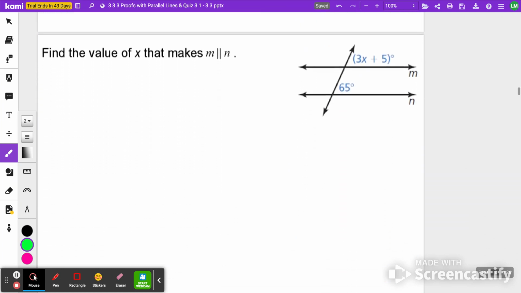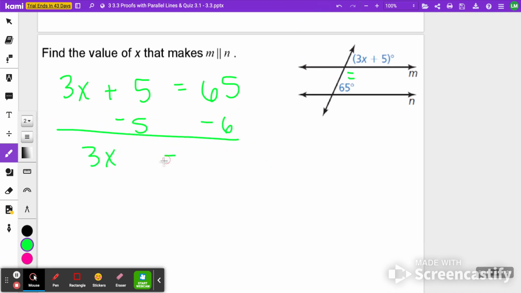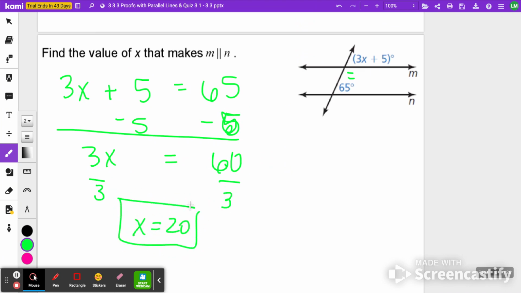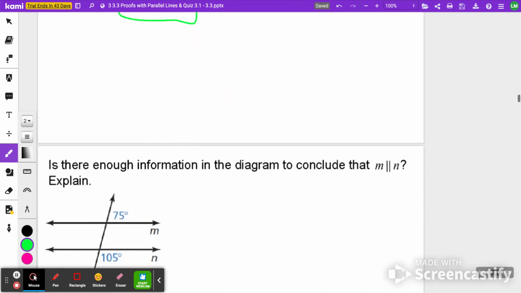So what we're going to do is find the value of x that makes m parallel to n. Well, we want our corresponding angles to be equal to one another, so that's exactly what we're going to do. We're going to write 3x plus 5 is equal to 65 and then begin to solve it. We would just subtract 5 from both sides. We get 3x equals 60. I wrote that 6 there, should have been a 5. And then we divide both sides by 3. X is equal to 20. Okay. So the value of x would be 20 for that one.